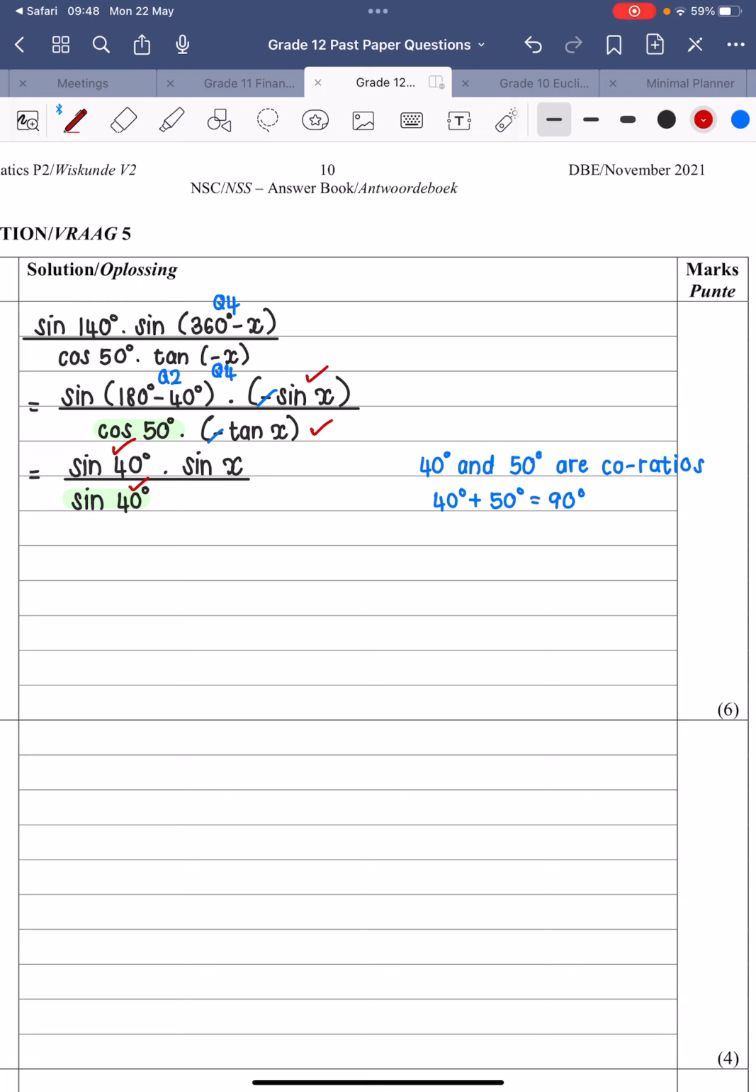And guys, how does that help me? That means I can cancel them out. Okay, before we get to that, what about tan x? Sine over cos. Sine x over cos x. There you have your 5th mark.